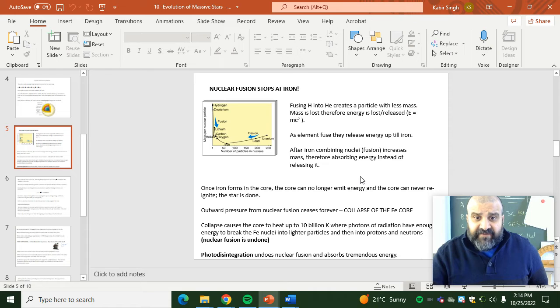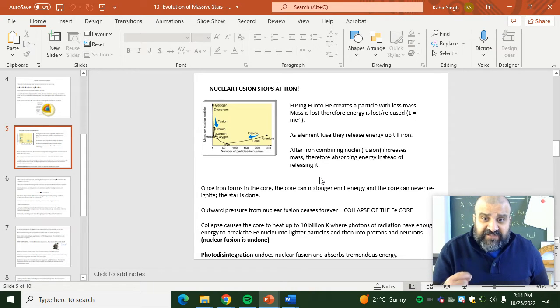The star is done. An iron core, if it were to fuse, would be absorbing energy. Stars give off energy. They give off light. They give off all the radiation. An iron core star cannot burn, cannot go through fusion, because to fuse iron you need to absorb energy instead of releasing it.